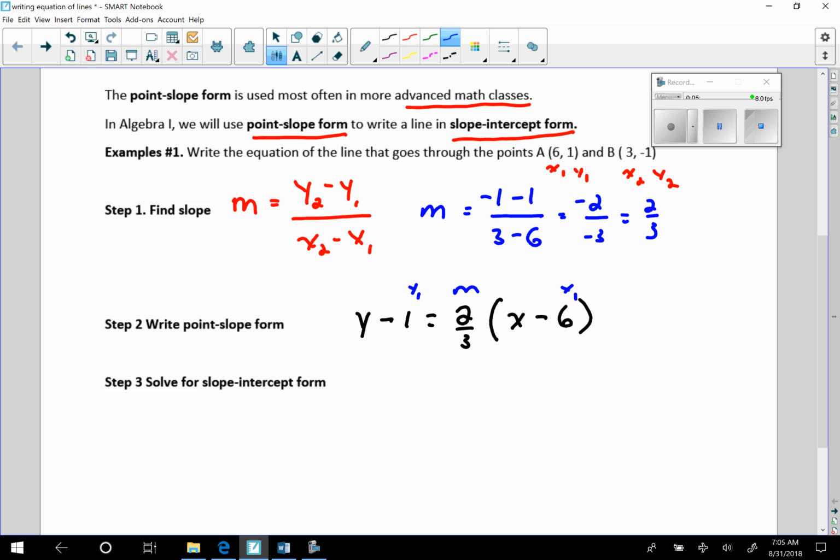The first thing I'm going to do is distribute that 2/3. So if I distribute that 2/3, I have 2/3 x minus 2/3 times 6. 2/3 times 6, we see that 6 is 2 times 3. These 3's will cancel, and this 2/3 times 6 becomes 4. Writing that extra step out, some of you will not need that extra step.